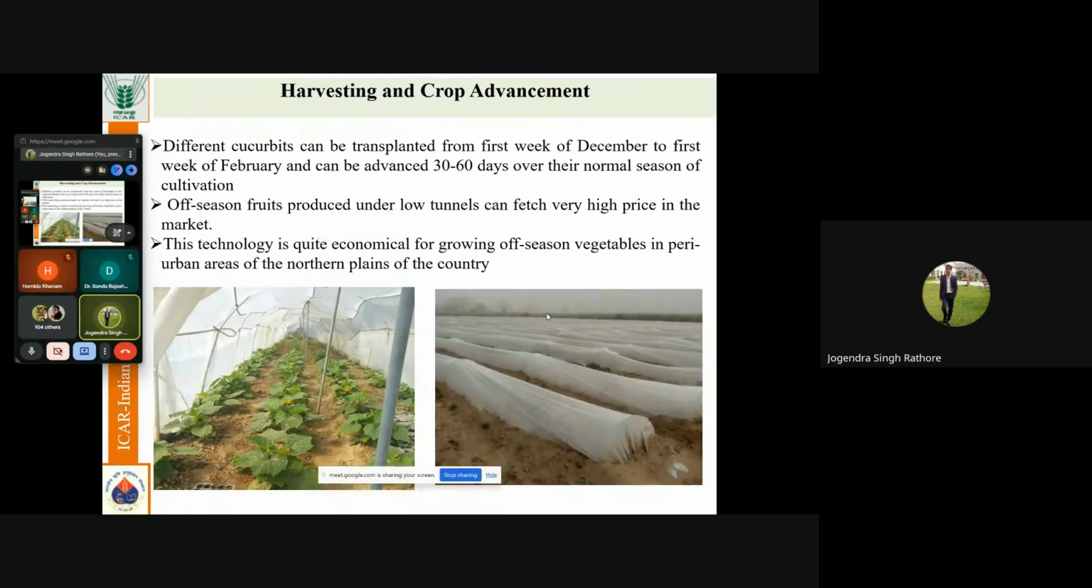Now harvesting and crop advancement. If we transplant these cucurbits from December to the first week of February, then we can go for early harvesting, 3 to 6 days ahead of their normal season. With this off-season cultivation, the produce is obviously going to fetch a high price and is economical.